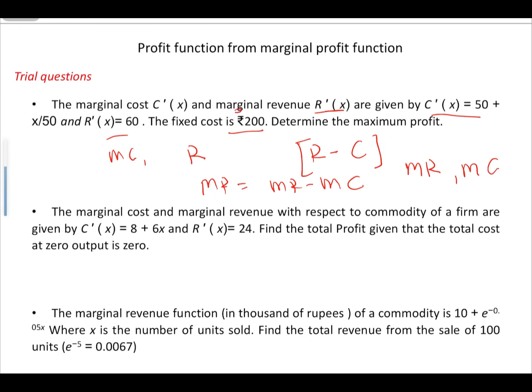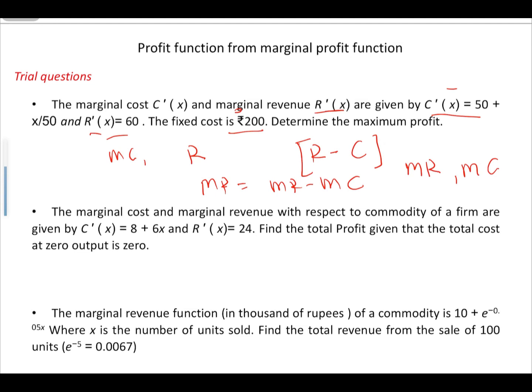I don't know the kind of currency sign, but you can figure it out. So we should determine the maximum profit. You have your cost, you have your revenue. What do we do? And now you have your fixed cost over here. So there are two things that you can do here.